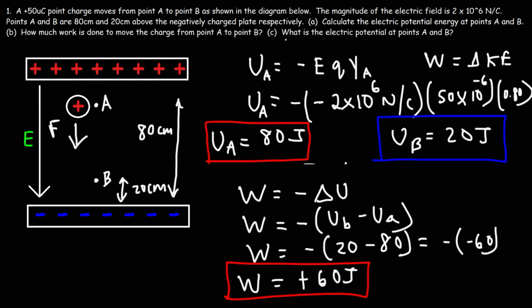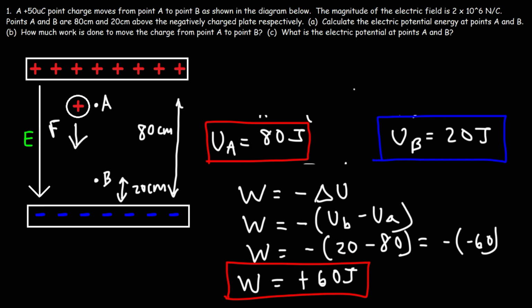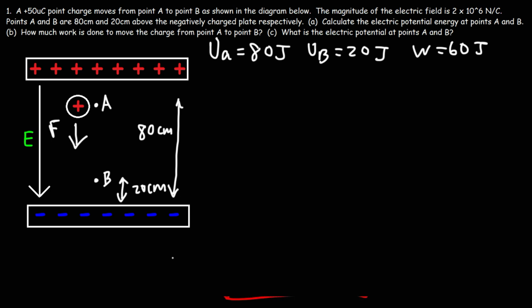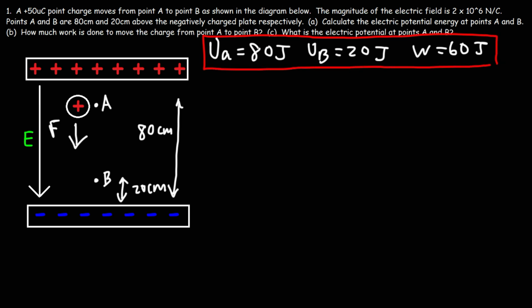Now let's move on to part C. What is the electric potential at points A and B? Before we answer that question, let's erase a few things and rewrite some of our values above. So with this information and everything else that we know, how can we determine the electric potential at points A and B?